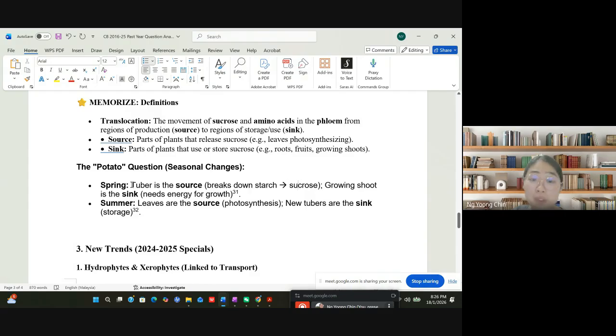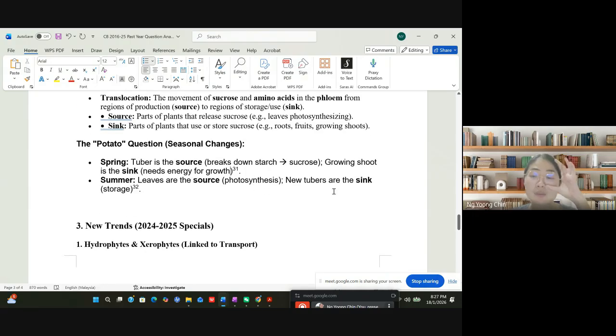So that's why the tuber becomes the source, and then the growing shoot becomes the sink. The tuber will provide the nutrient, which is the sucrose. So later they will translocate it to the sink. Okay, so later the sucrose will be converted to glucose. So glucose can be used for energy for growth. Okay, so this is in the spring or in the winter, when the leaf cannot do photosynthesis. But in the summer time, they have very high light intensity, so the leaf is the source of photosynthesis. Yeah, so the new tuber is the sink because it's the one that stores the nutrients. So take note of this one, a bit tricky.